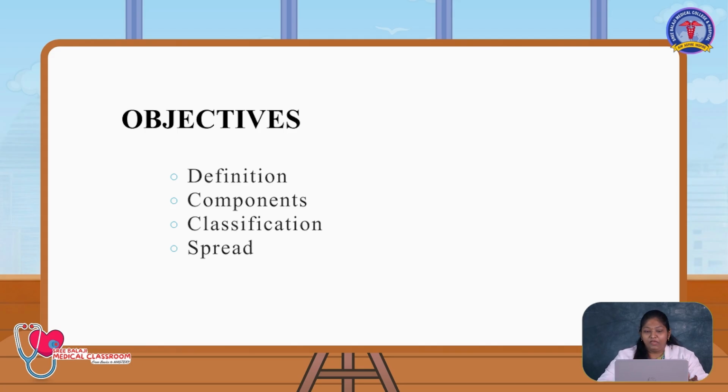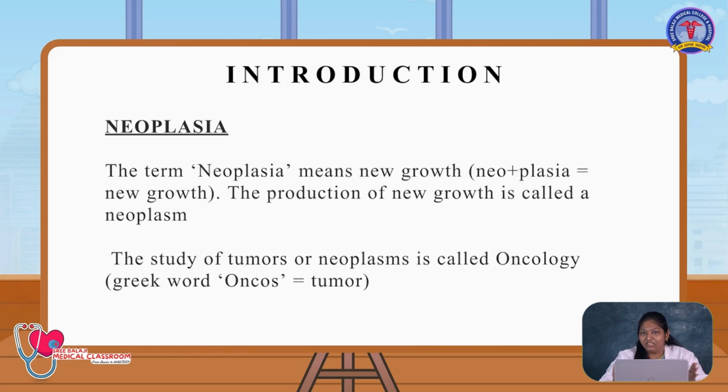Starting on the topic, as I've told, first the introduction. The topic for today is neoplasia. Let's split up the word, neoplasia. Neo means new, plasia is growth. So from the word itself, you get the definition. Please don't memorize the definition. Neoplasia is a new growth. The product of the new growth is called a neoplasm. So this itself gives the definition of neoplasia, a new growth which happens in the body.